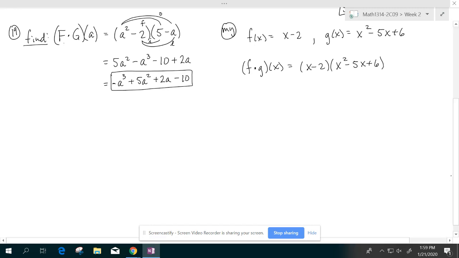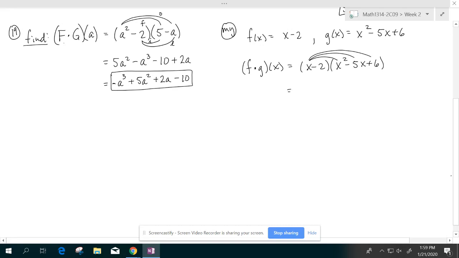And then is this the FOIL method? No, this is not FOIL because those are not both binomials. This is a binomial, but this is a trinomial. So it's not the FOIL method, but it is still the distributive property. So what we're going to do is distribute that x to everybody in the second set of parentheses.